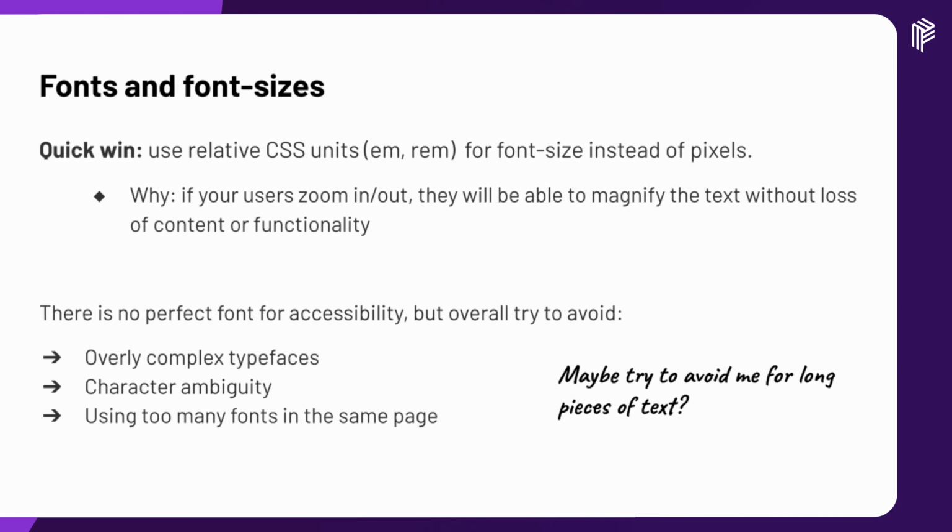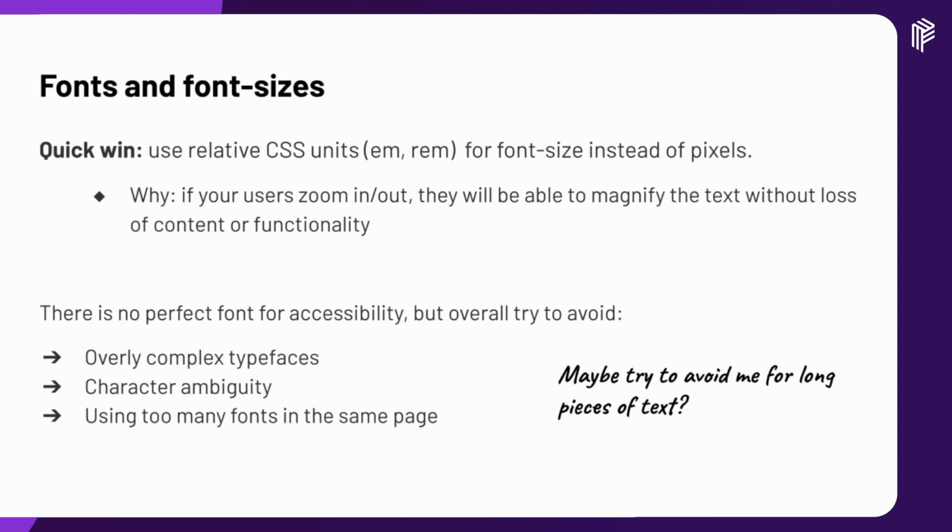Next one would be fonts and font sizes. So another quick win would be choosing relative CSS units for font size instead of pixels. So if you use EM or REM and your users zoom in and out, because many users require zooming in to be able to read the content, your layout will be preserved and everything's going to work correctly. If not, it's probably going to be a surprise and your layout may be destroyed. So yeah, people are going to be able to magnify the text without loss of content.